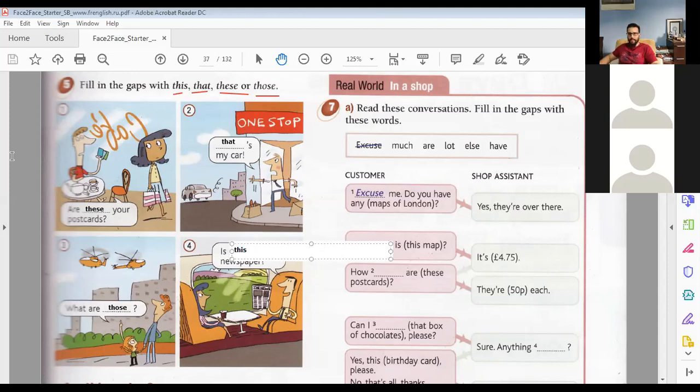Okay. فهذه الطريقة الصحيحة لاستعمال this, that, these, those. خلينا نعود الأمثلة. أعتقد فيهم listening. خلينا نتأكد بس. لا مش listening.